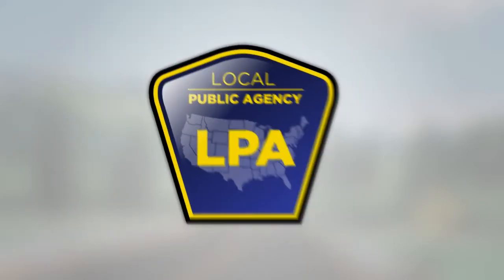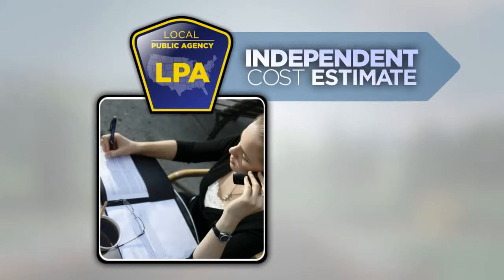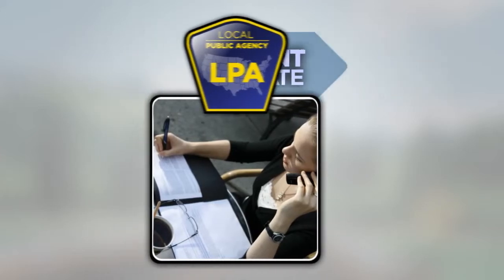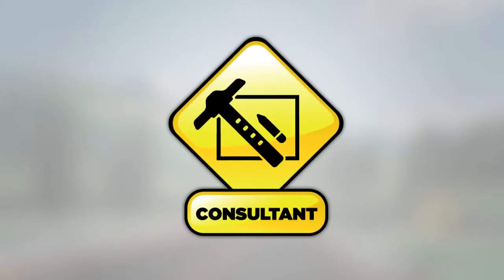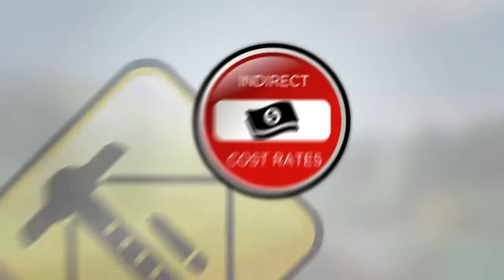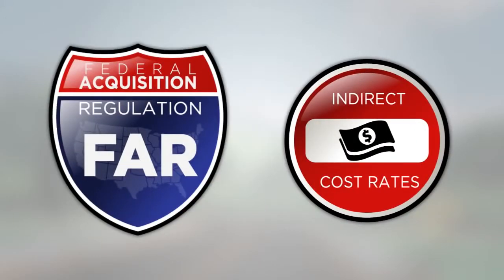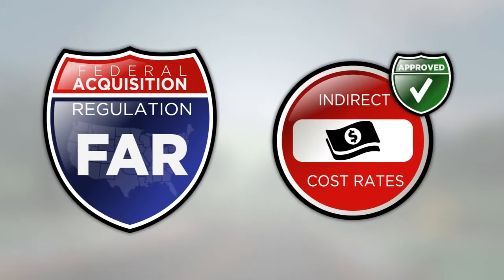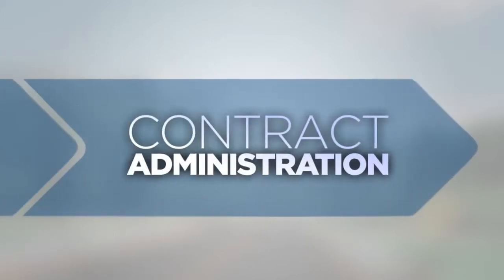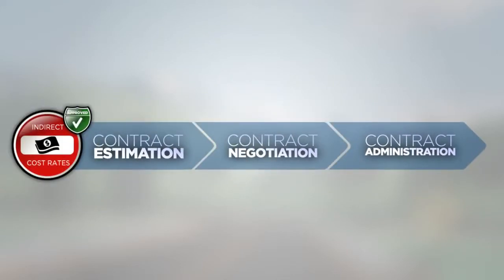Agencies are required to develop an independent cost estimate to serve as a basis for negotiations with the selected consultant. One item that cannot be negotiated is the consulting firm's indirect cost rates. These rates are either established by or submitted to a federal agency or state DOT for approval of compliance with the Federal Acquisition Regulation, or FAR, cost principles. FAR is the principal set of requirements used to determine allowable costs on consultant service contracts when federal funds are used. An accepted and approved indirect cost rate must be used for purposes of contract estimation, negotiation, and administration, and it cannot be negotiated or arbitrarily capped.